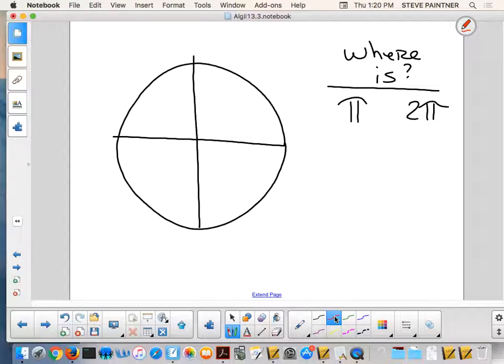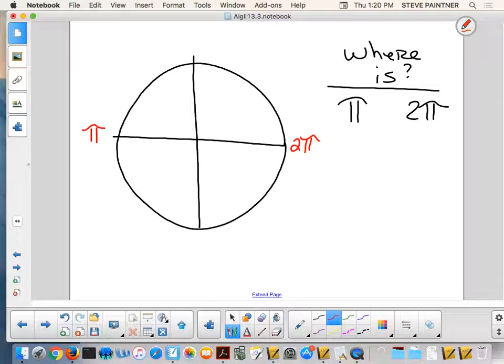Okay, you ready? Where is pi? Yeah, you can say 180 in degrees, but you can say half a circle over here is pi, where 2 pi would be another half a circle, so that'd be right here. So this is where pi radians and 2 pi radians fall. Now, that shouldn't have been hard because I just did it.